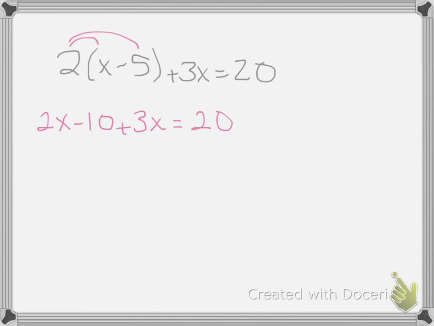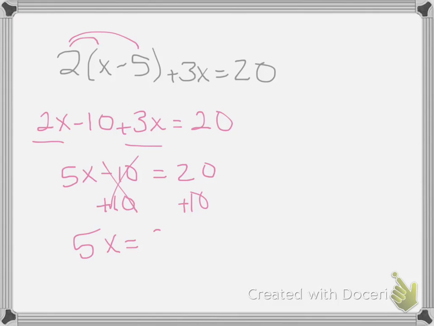Okay, we can combine like terms. So 2x plus 3x, again, if they are on the same side, you do as it says. Okay, so 2x plus 3x is 5x. We got to get rid of that 10, so we need to add it to get rid of it on that side. So 5x equals 30.